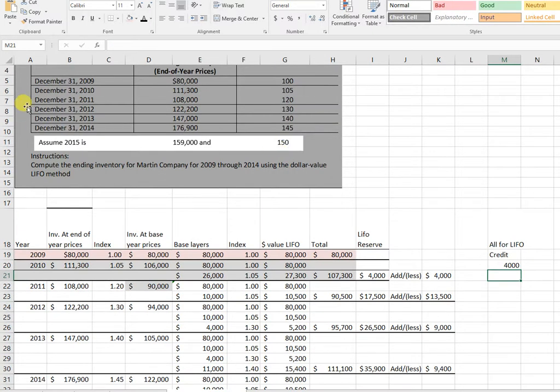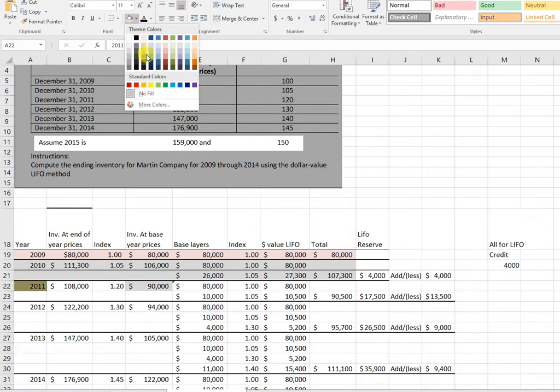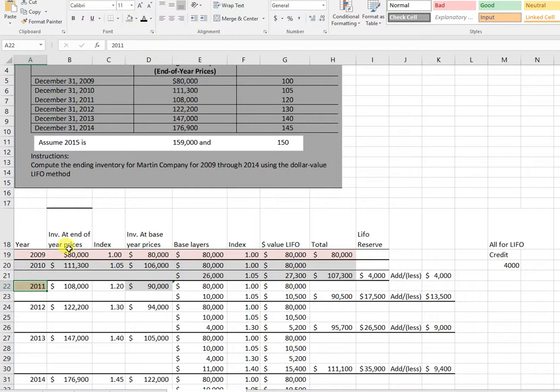Next year, I have my 2011 is 108,000. Now it should be worrisome to me because that is lower than the 111,000. So I'm going to be liquidating a layer. So anyway, for now it doesn't necessarily matter. So for 2011, I'm going to pick a different color here. Anyway, so I have my 108,000 there.